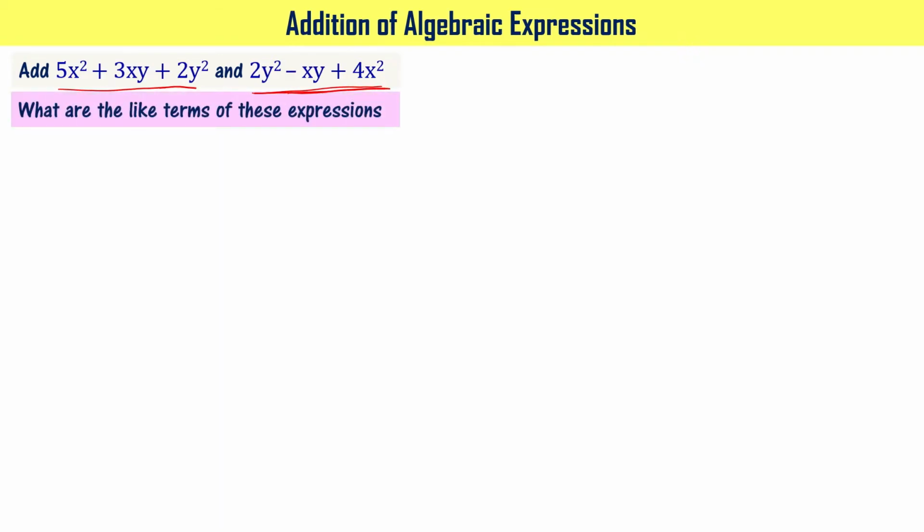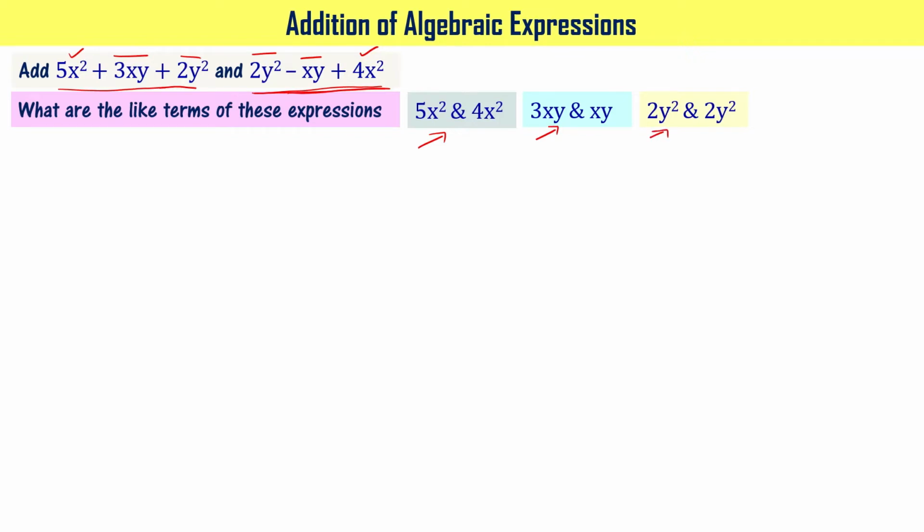What are the like terms of these expressions? Let's take a look at that. 5x square and 4x square, right? These two are like terms. 3xy and xy is another pair of like terms. 2y square and 2y square both are same actually. Hence we can say that they are like terms. Now I have 3 pairs of like terms, right?